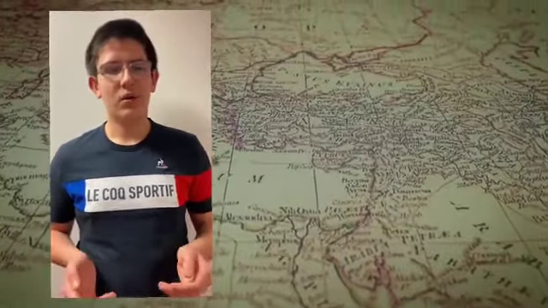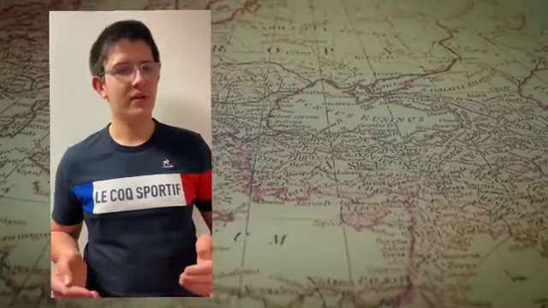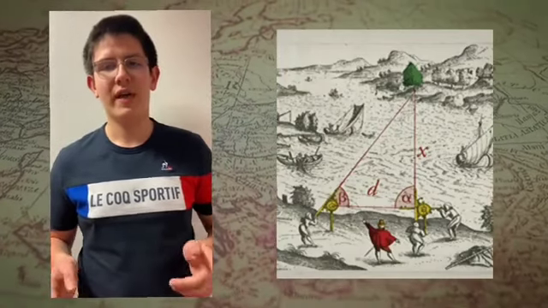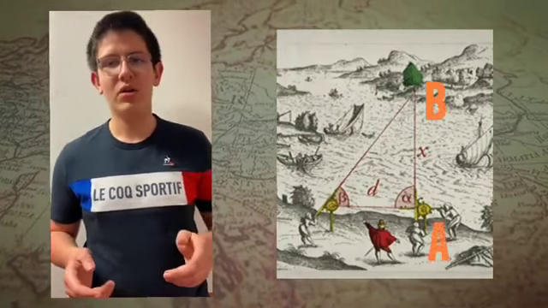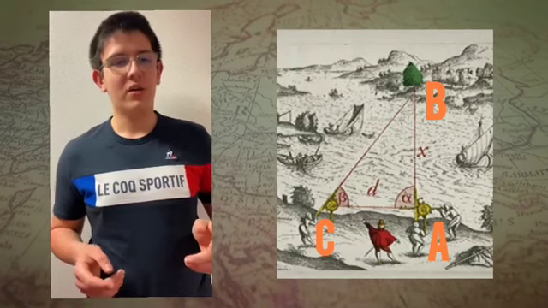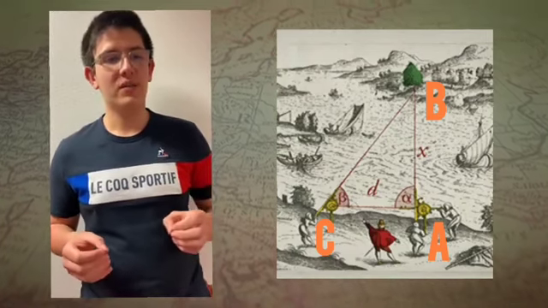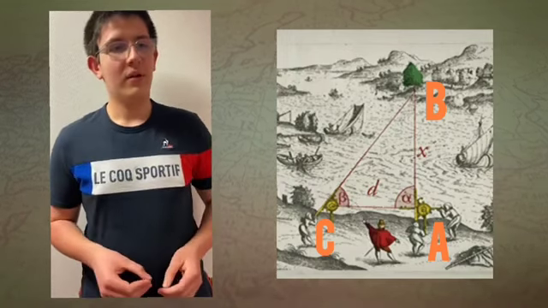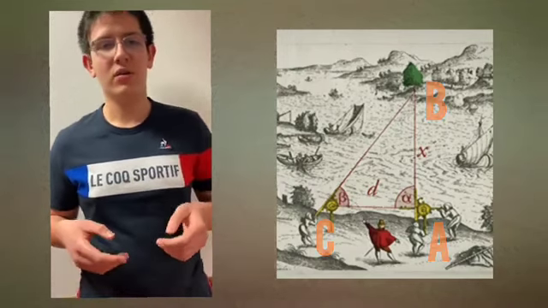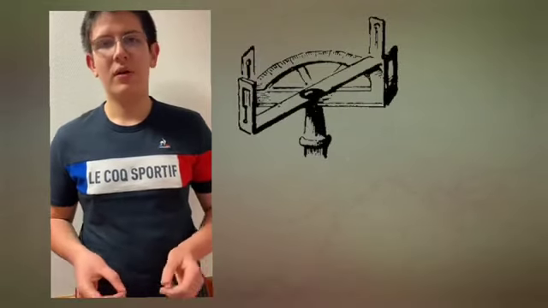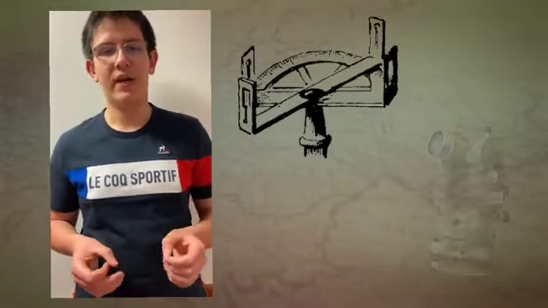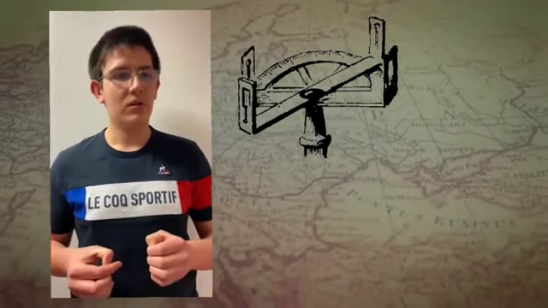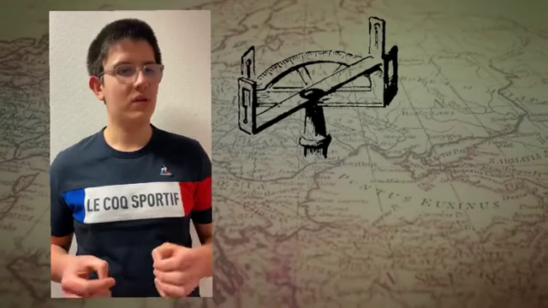In practice, when Cassini needed to measure a certain distance between two geographical points A and B, he placed a third point C, nearly north of A, and knew the distance between A and C. He measured the angles with a simple protractor, the ancestor of the theodolite, by aiming at the other points to measure the angles.